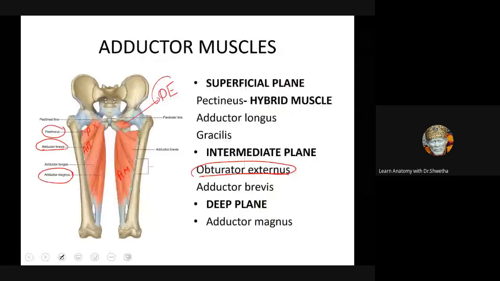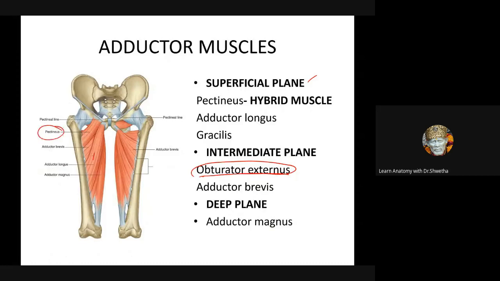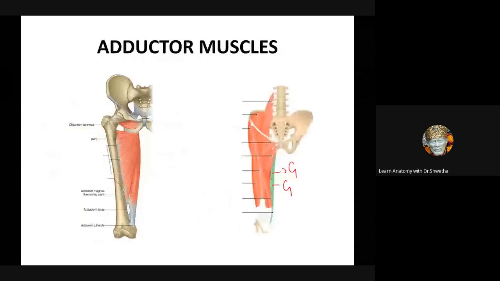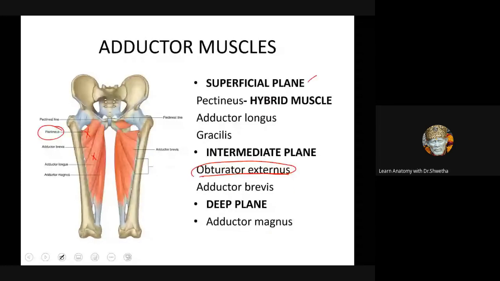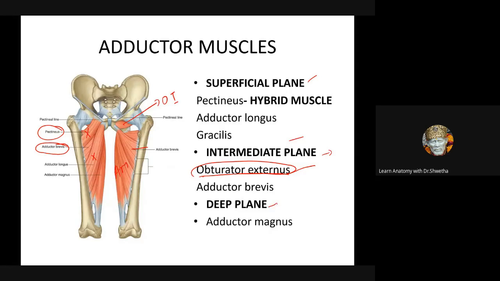Now, if you see here, they are not in the same plane, students. I will explain that to you. In the superficial plane, you will have pectineus, adductor longus, and the gracilis. In the intermediate plane, you will have the adductor brevis and the obturator externus. In the deepmost plane, you have the adductor magnus.